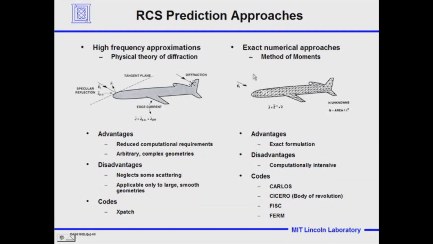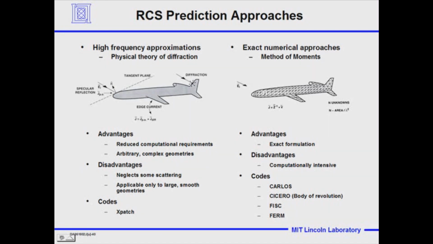Another method you can do will give you the exact answer. It's called the method of moments. You divide the whole surface up into little sub-pieces, and you want each one to be about 1/5 or 1/10 of a wavelength in size of your radiation. And if you've got an object that's 30 meters long and your wavelength is a very small 1/30th of a meter, you've got a very large number of pieces. Okay, so you can do an exact formulation of what the answer should be, if you crunch enough.